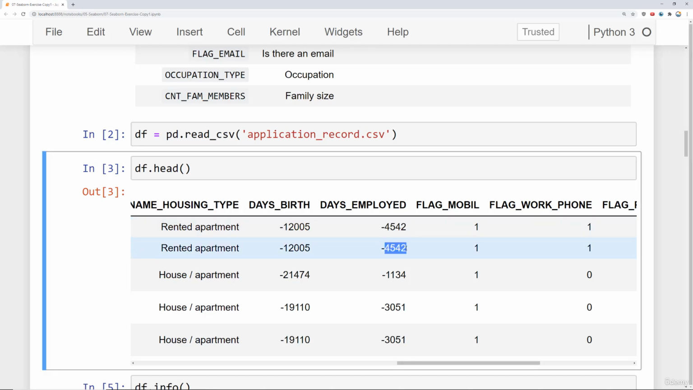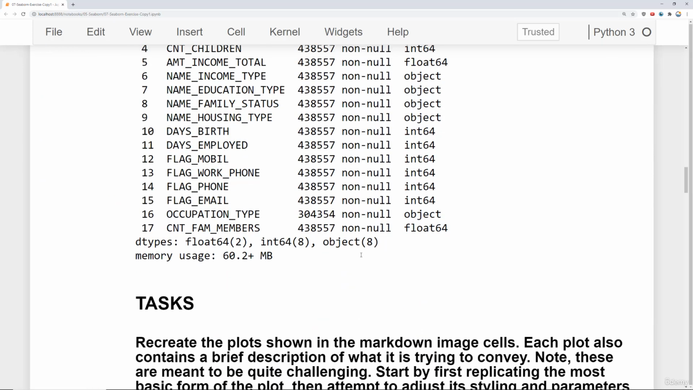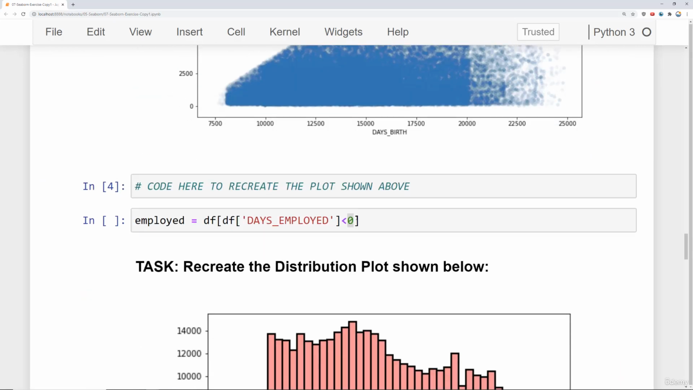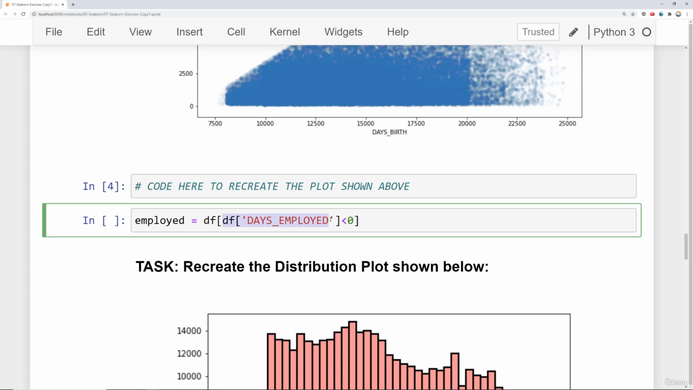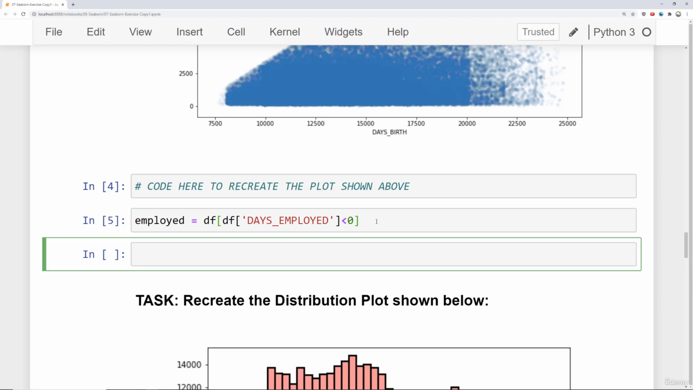So if somebody was unemployed, that means this value would be 0, since it's been 0 days since they've been employed. But for example, this person, it's been 4,542 days that they have had a job and have been employed. So that's why this is a negative number. So to get everyone that's employed, I'm essentially looking for everyone where days employed is a negative number, indicating the fact that they have some sort of employment status. So we have everyone with the negative number that's been employed.